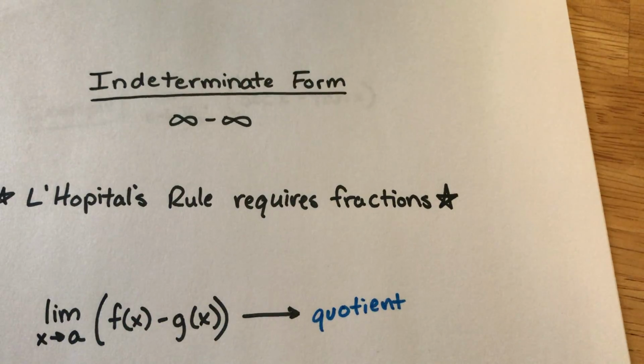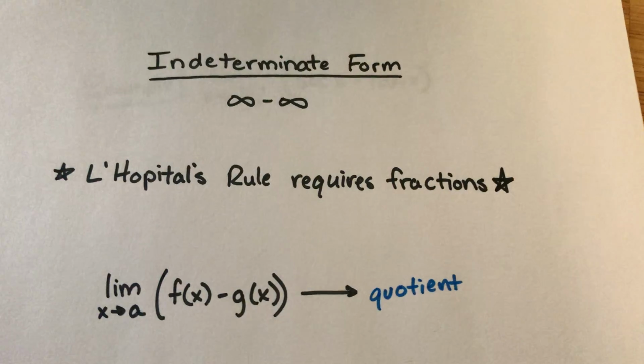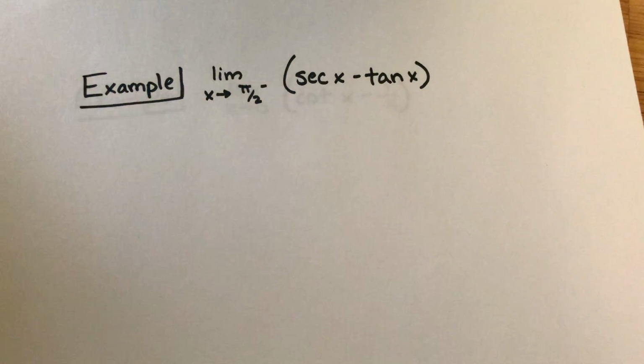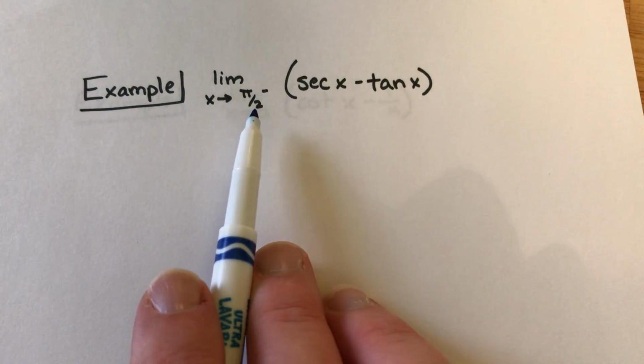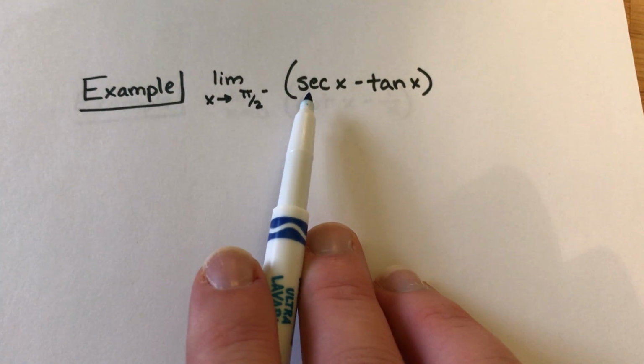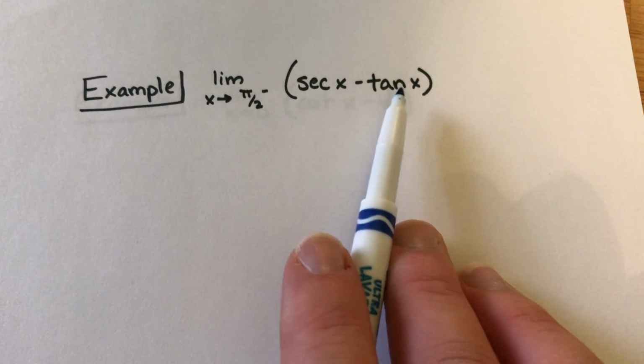However, it's not always particularly obvious, so I'll point out some things to do in those situations. So I'm going to just jump right into my first example, which is the limit as x approaches pi over 2 from the left of secant x minus tangent x.